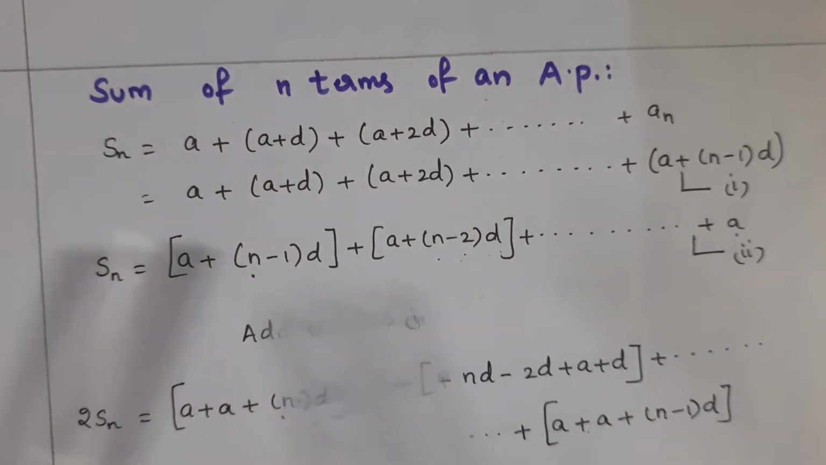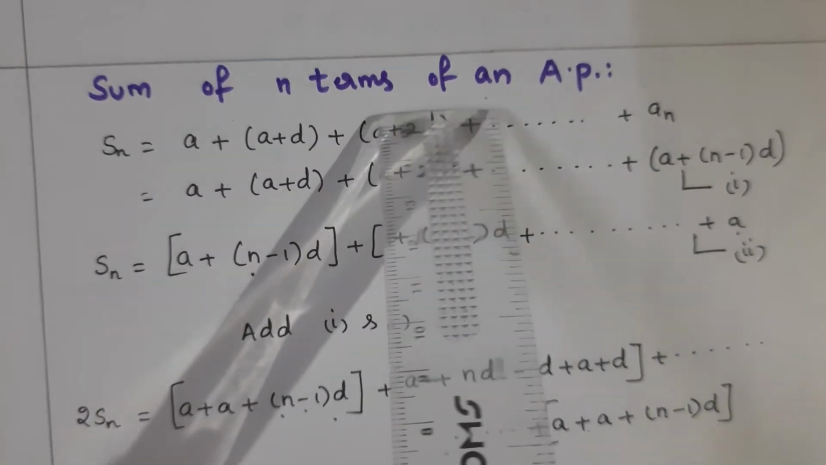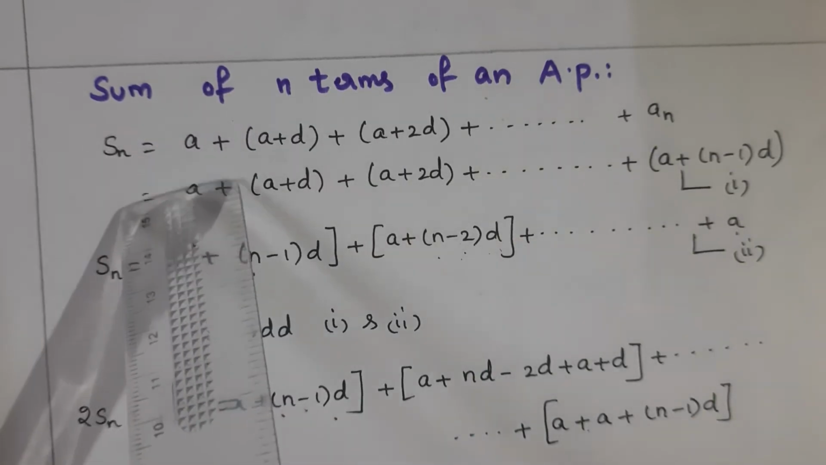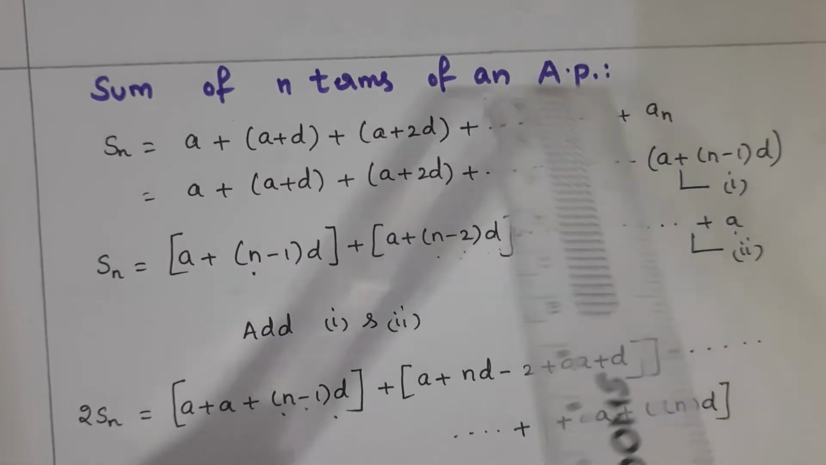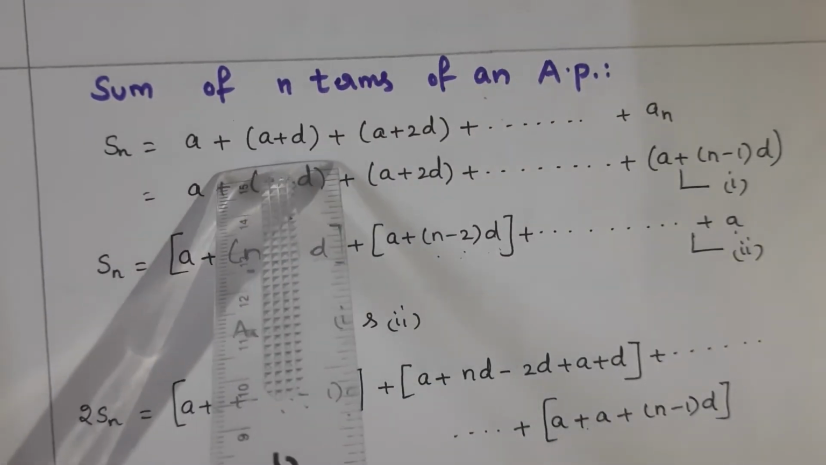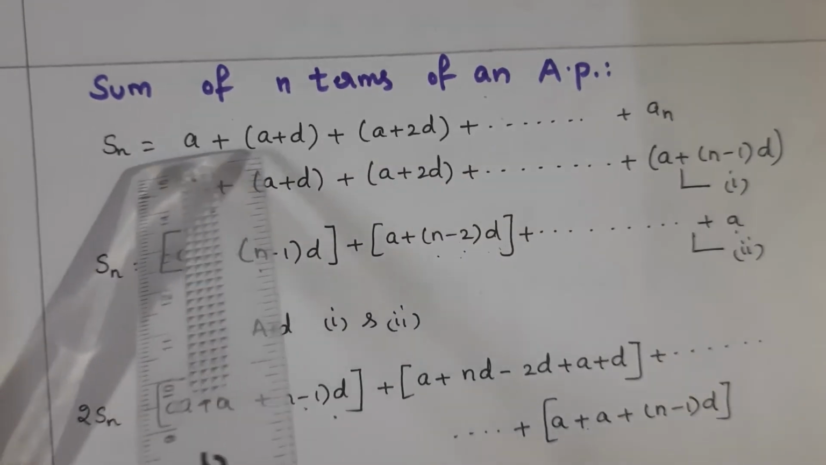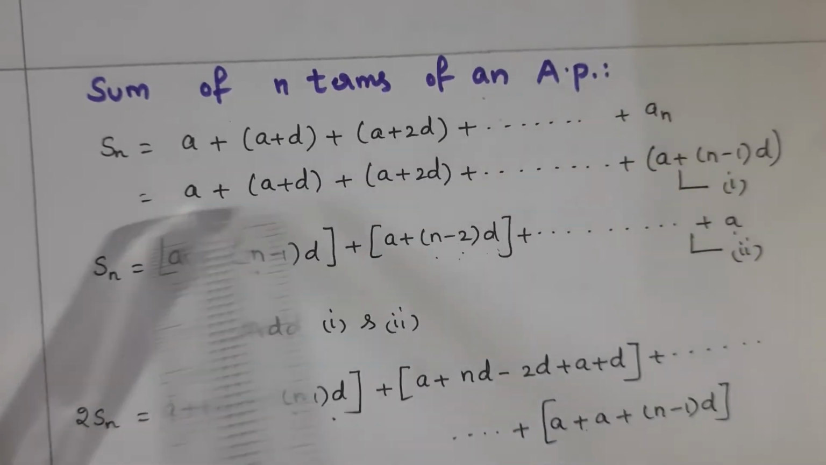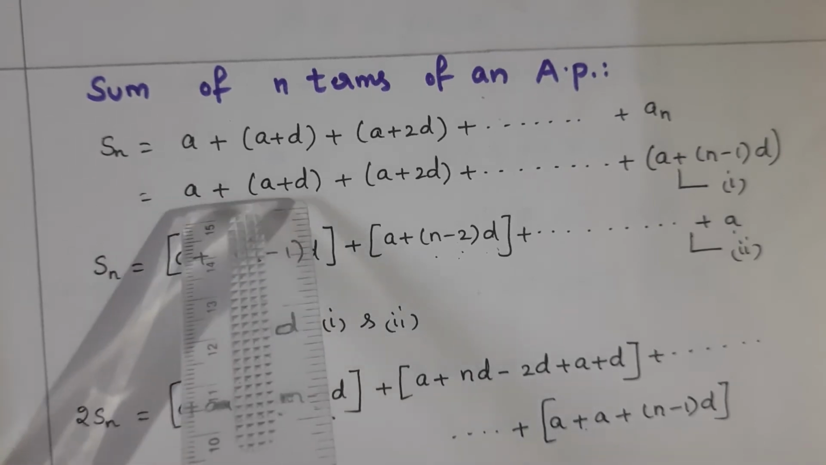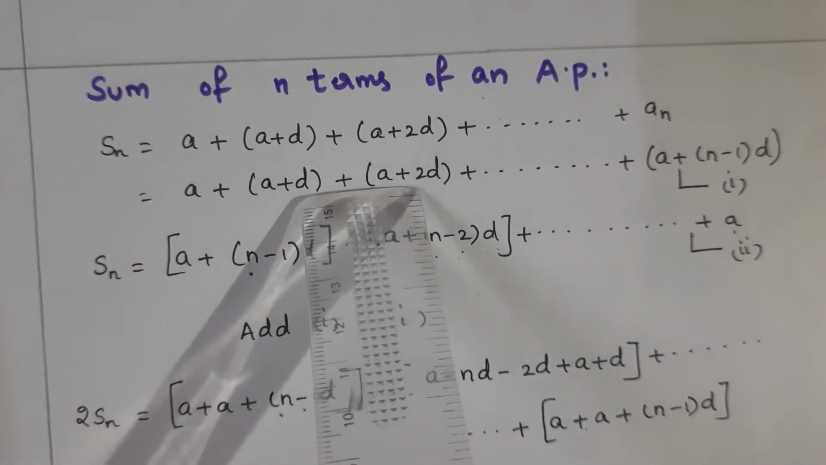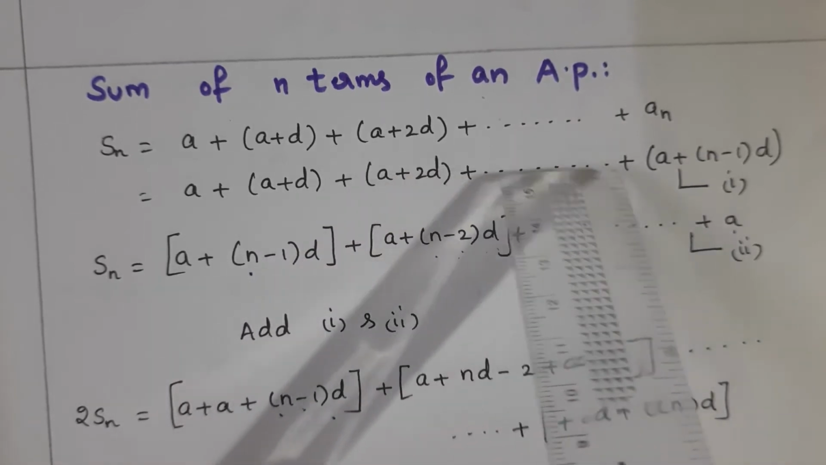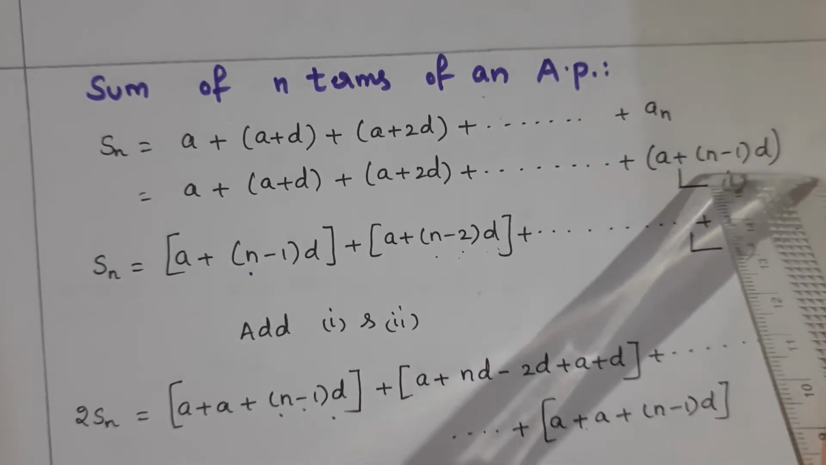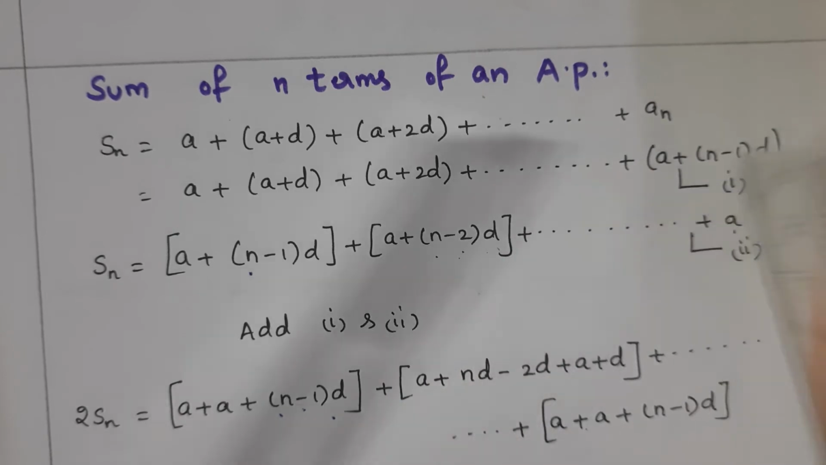Therefore, the sum of the 100 terms is equal to 5050. Now, the sum of n terms of an AP we are going to find out. Earlier we found the sum of 100 terms. Now, the sum of n terms of an AP. We know the general form of an arithmetic progression is a, a plus d, a plus 2d, and so on to an. Here a is the first term, a plus d is the second term, a plus 2d is the third term, and so on to an, which can be written as the nth term, a plus n minus 1 into d. This is equation number 1.